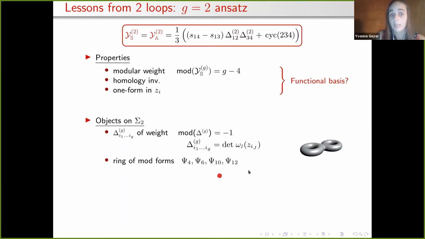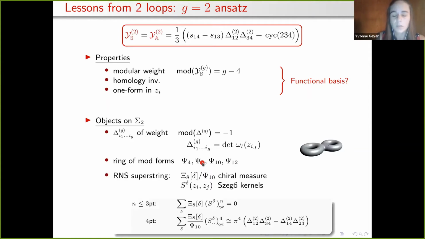There has been a complete classification of the ring of modular forms. I've listed them here for you. In particular, the psi10 is really important also in the superstring, where it features in the chiral measure. So in particular, we might want to include something like the typical terms that come out of the RNS superstring, which look as follows. We have the chiral measure and we have the Szego kernels, which are just the 2-point functions for the fermions in the RNS superstring. And for the amplitudes, what we find typically is a sum over all spin structures with the chiral measure, as well as cyclic products of these Szego kernels.